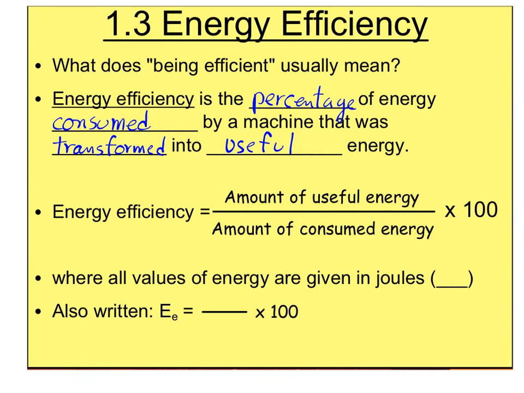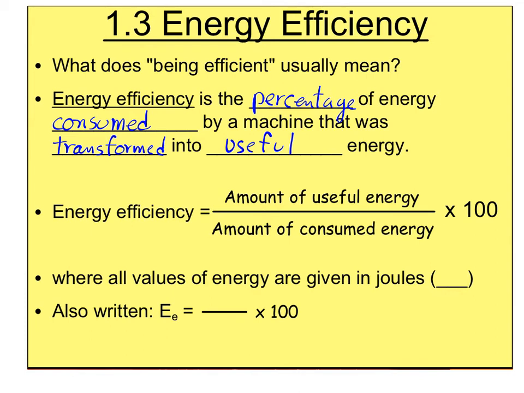Now we're going to explain how to calculate energy efficiency. Being efficient usually means that you use everything you have. So you use all of your time, or you use all of the energy you have. And energy efficiency is actually a percentage of energy consumed by a machine that was transformed into useful energy. So it's a comparison between the consumed energy, that's what enters the machine, versus the useful energy, that's what exits the machine.